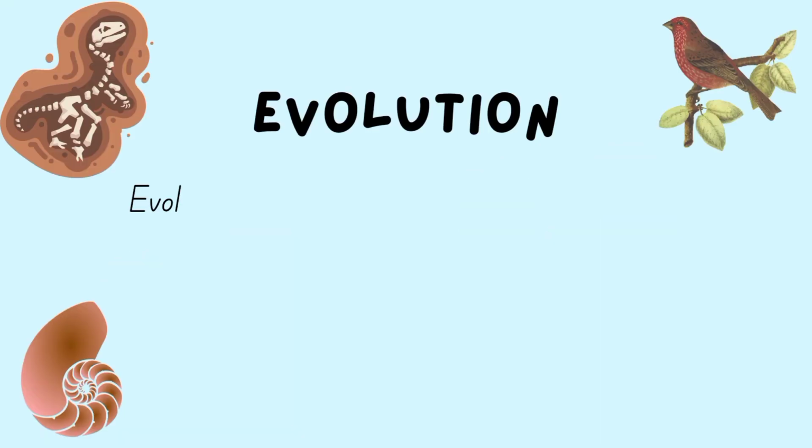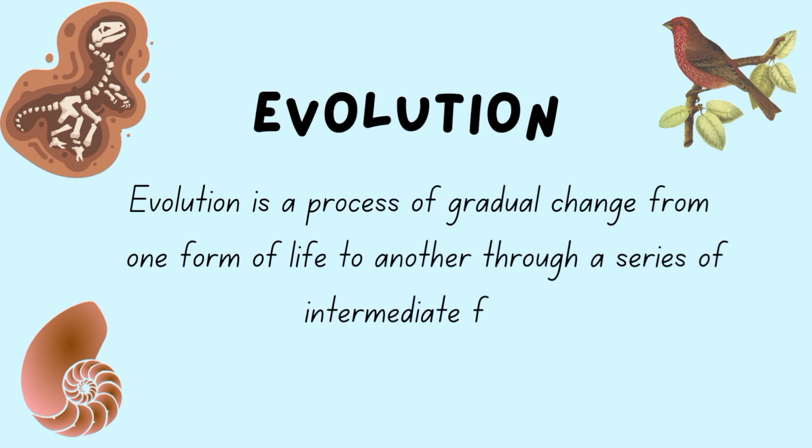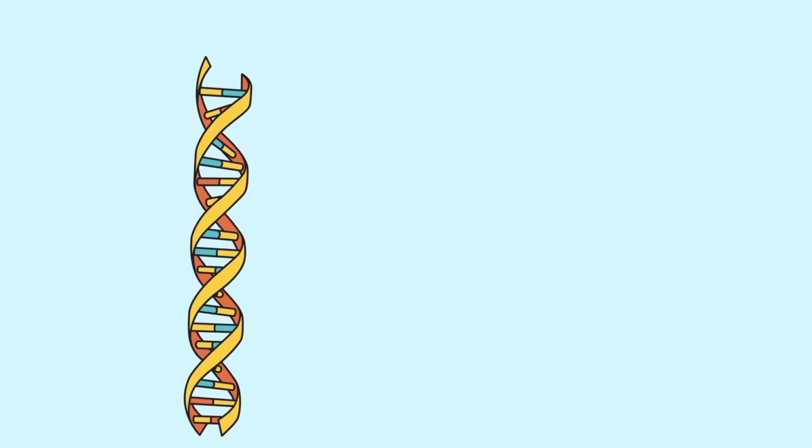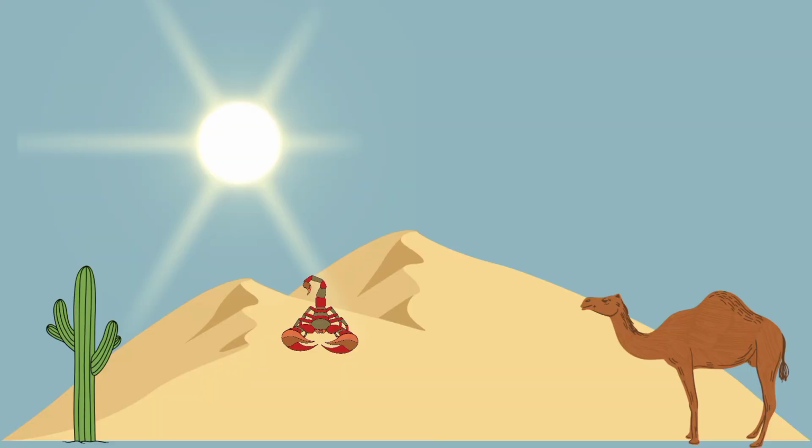Evolution is a process of gradual change from one form of life to another through a series of intermediate forms. It changes the genetic material of a population over successive generations. These changes result in developing new traits that may help organisms adapt better to the environment.